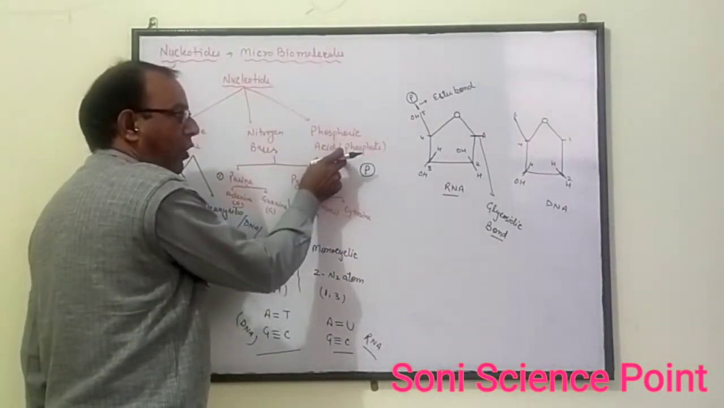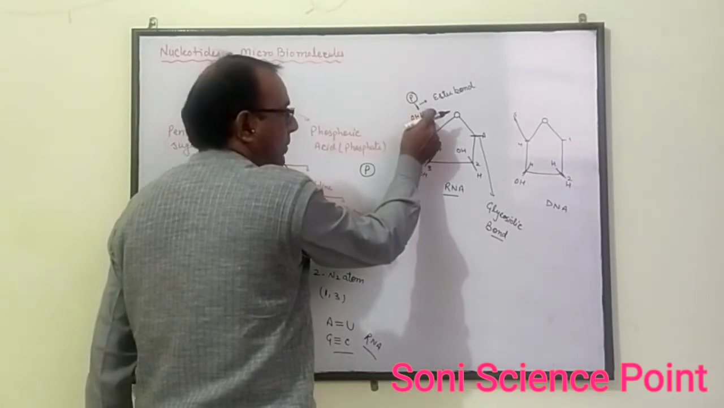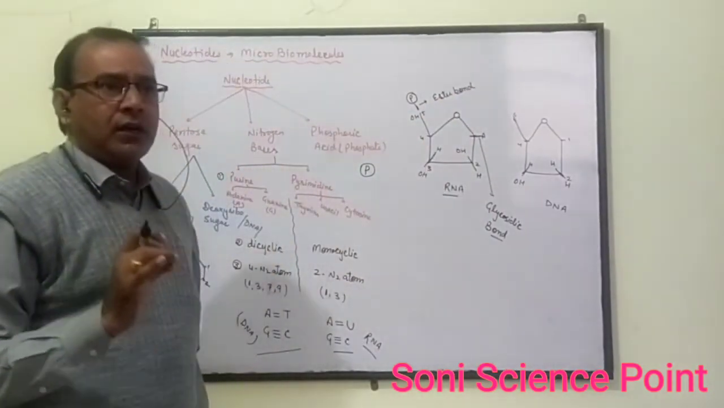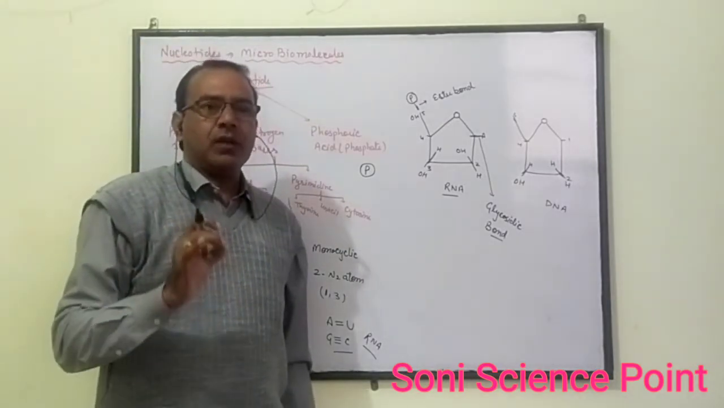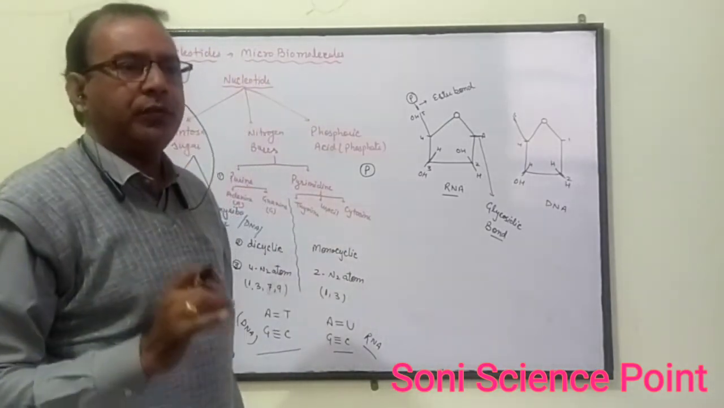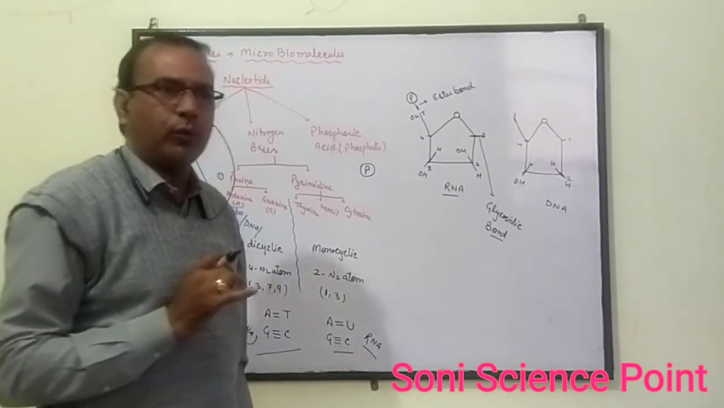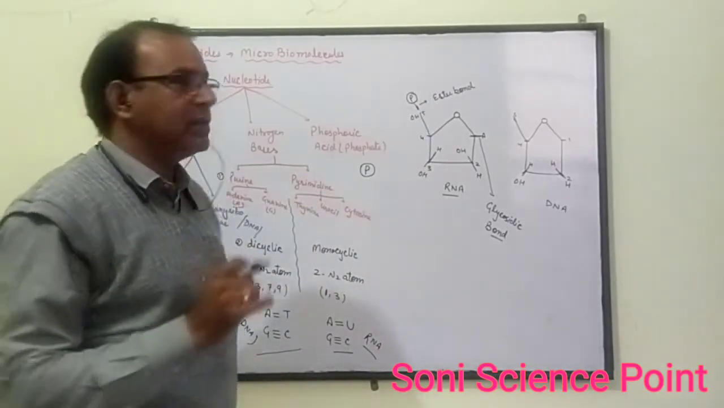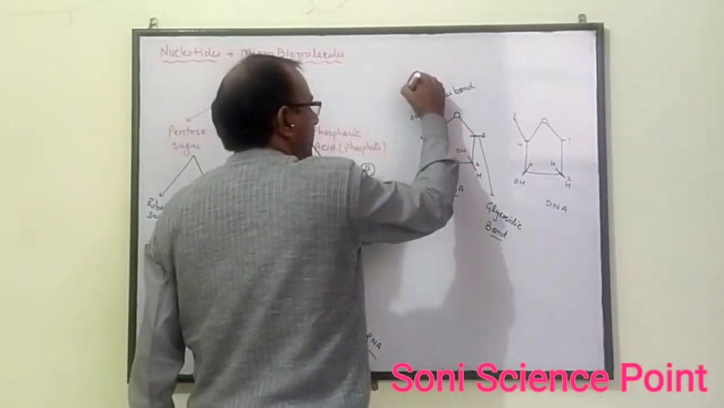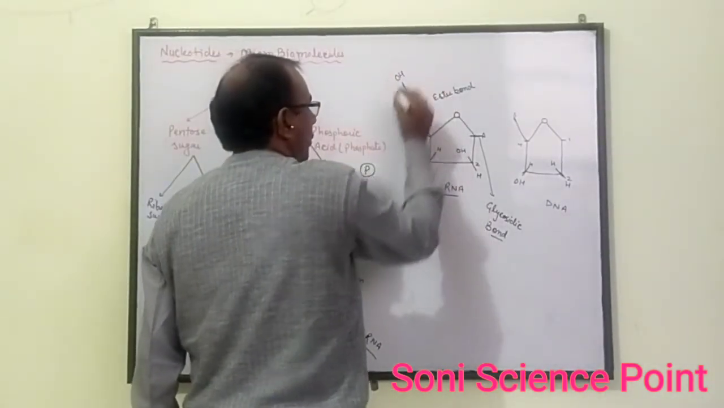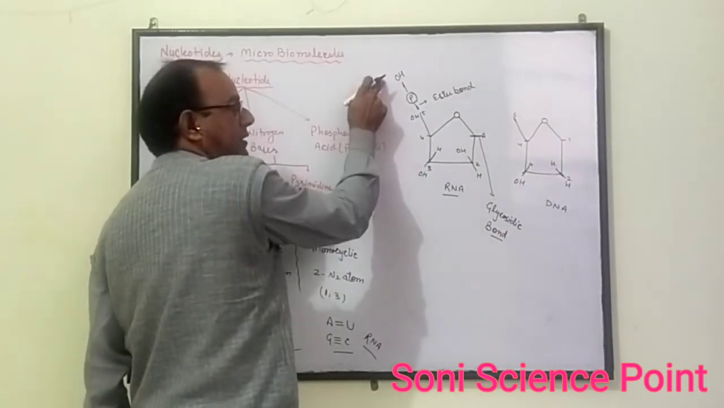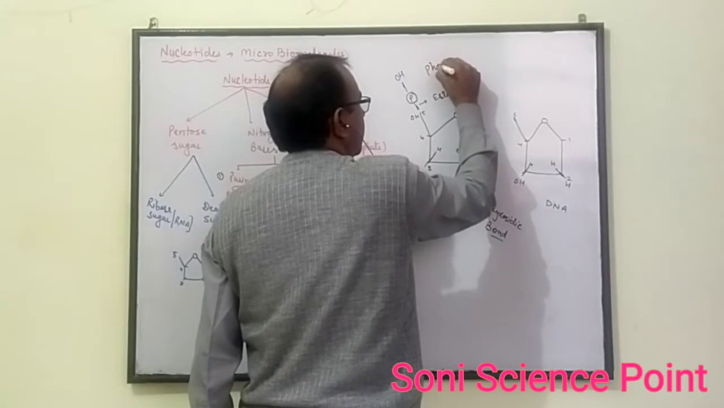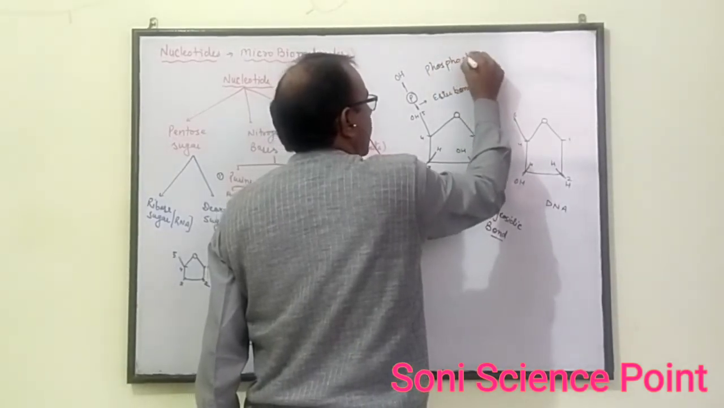And phosphate is always attached to the 5th carbon, which forms the ester bond. We know that an ester bond forms when a carboxylic acid combines with a hydroxyl group with the elimination of one water molecule. But mostly it forms a diester. How is the diester formed? If this phosphate is again attached with a hydroxyl group, there are 2 hydroxyl groups, so it is called a phosphodiester bond.